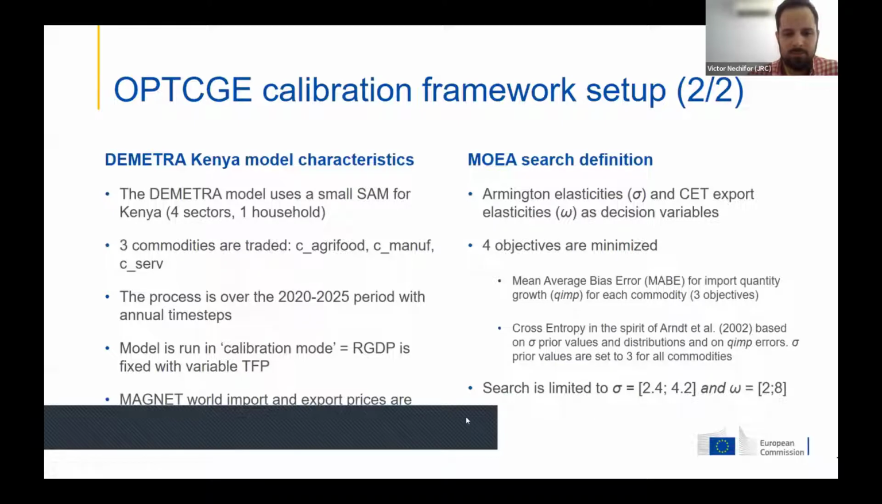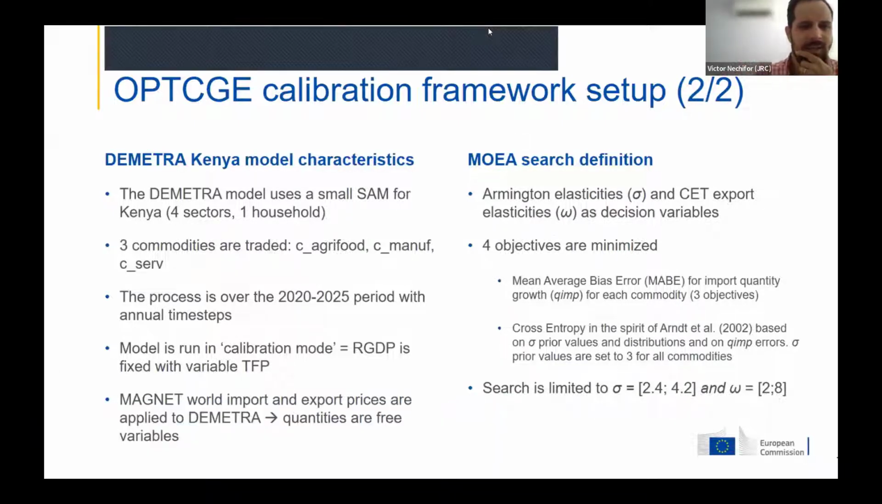Okay, setup. Sorry, I don't know how to fix this so that it doesn't cover things. So we really started small to test how this framework works. We started with the Kenya model, Kenya SAM for Demetra. It's a small SAM, only 4 sectors, 1 household, only 3 traded commodities: agri-food, manufacturing, and services. We're running the process over 6-year time steps between 2020 and 2025.